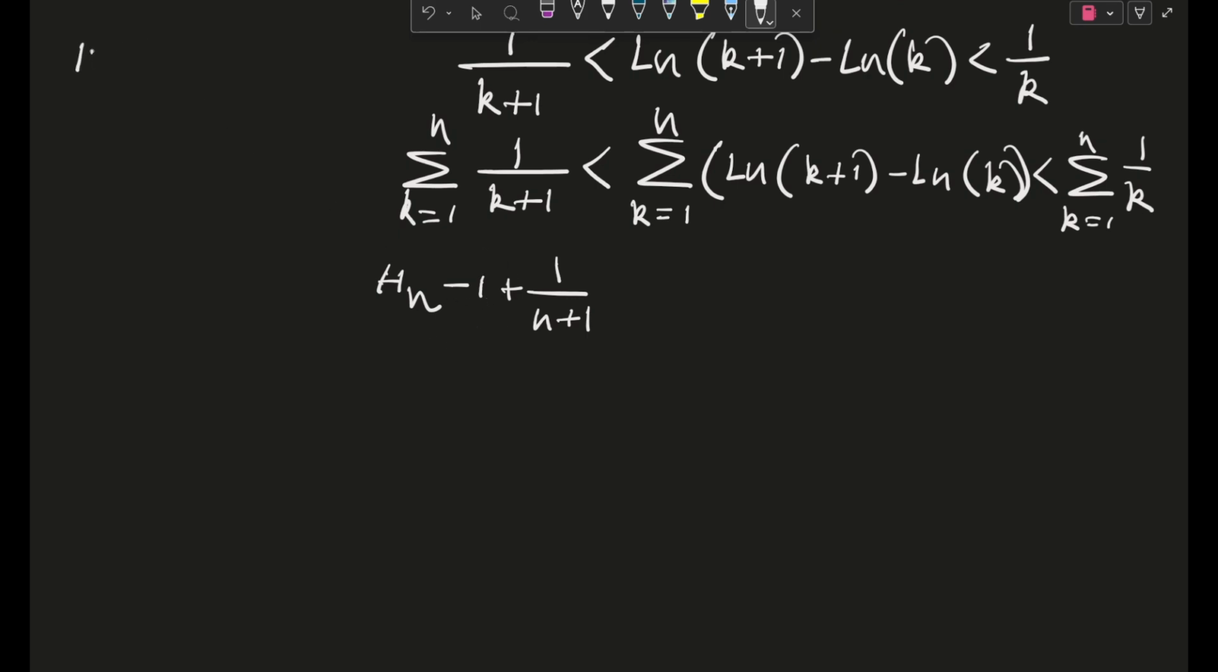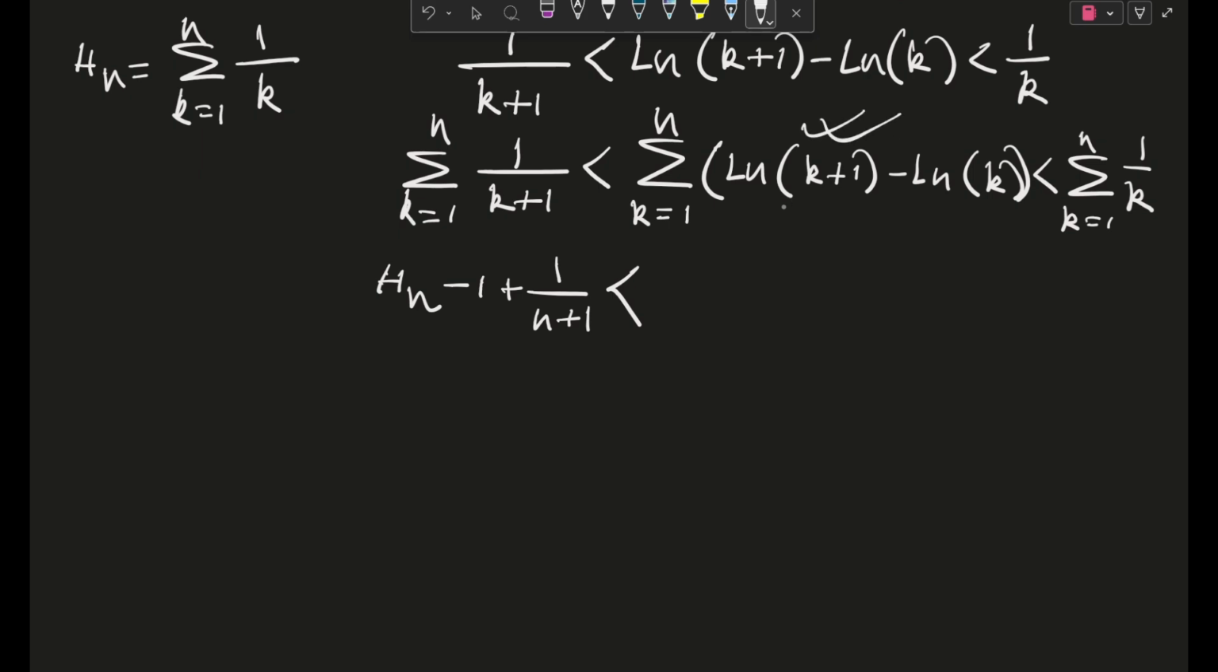Hn is actually sigma 1 by k, k equals to 1 to n. But here 1 by n plus 1 is an extra added term. So we added that because it's coming here. And minus 1 was not there. So we wrote minus 1 and then we wrote Hn. So it's completely adjusted. And for this middle part, actually this is a telescoping series.